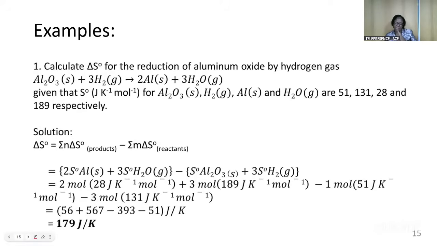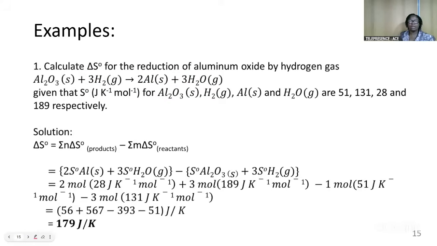So the question says, calculate delta S for the reduction of aluminum oxide by hydrogen gas. It's possible that you have this question without a balanced chemical equation, but to simplify your job, the question has a balanced chemical equation. If that is not balanced, if it's just written without balancing the stoichiometry, for example, you may not have all of this there. It's your job to balance it. But interestingly, this is well balanced, but we can quickly examine it.